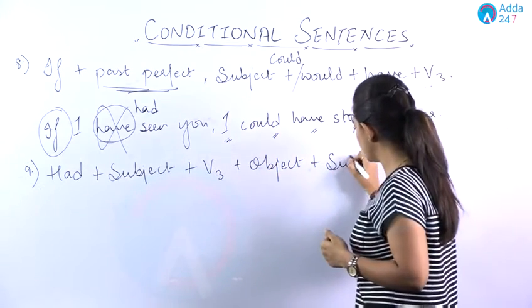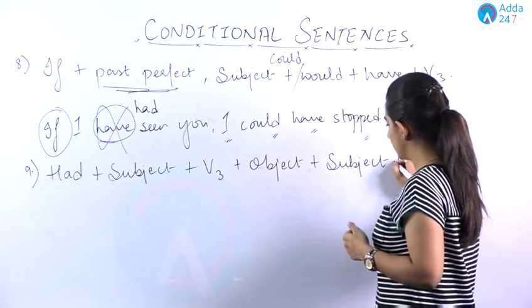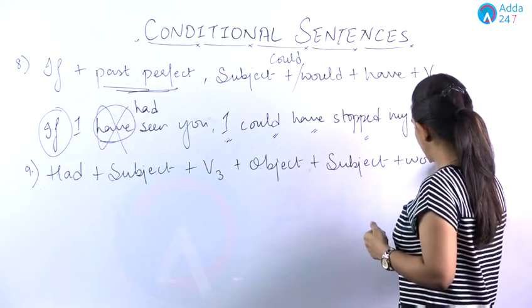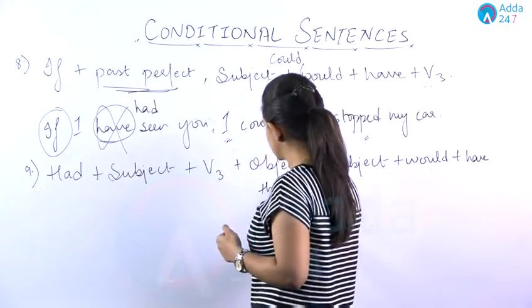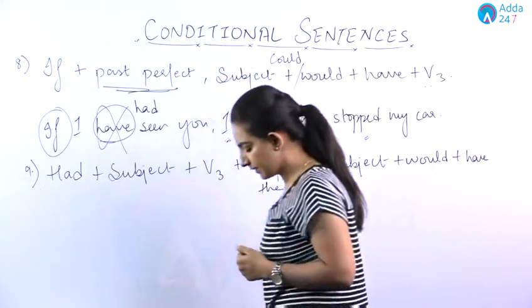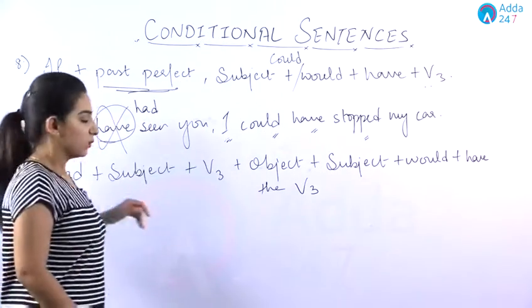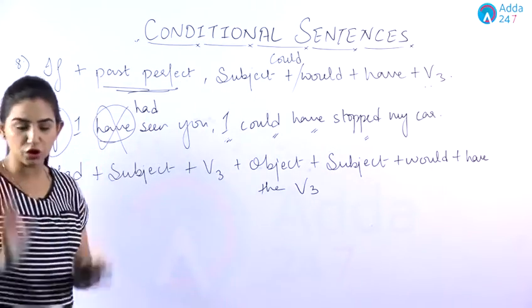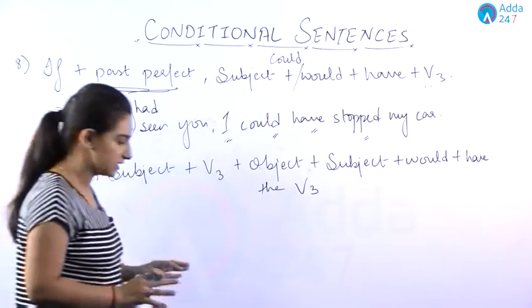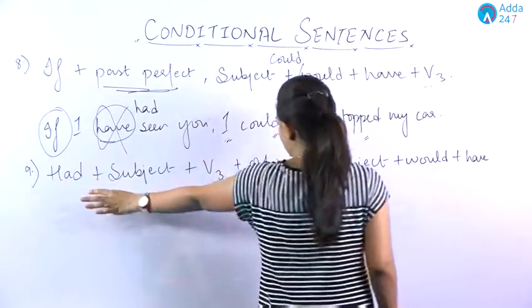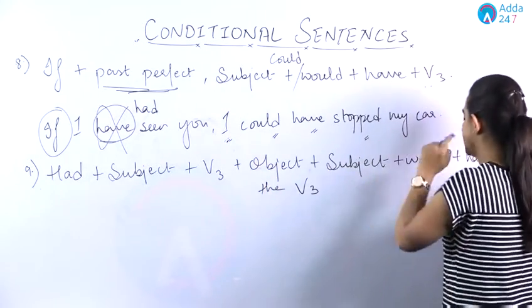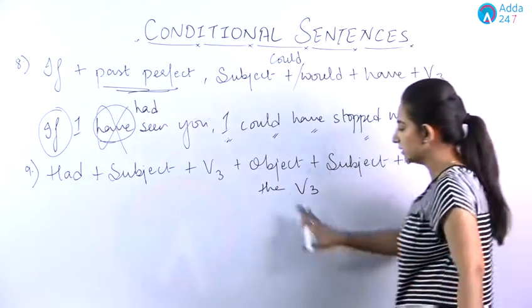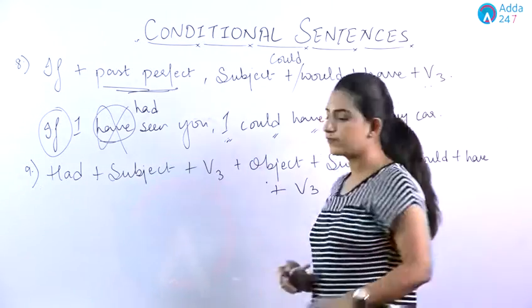After that, again, you will place a subject with would plus have plus verb's third form. Now, when you start a sentence, I am sure you must have seen a sentence like this. You place had first, then the subject, then verb's third form, then the object, then the subject, would have, plus verb's third form.